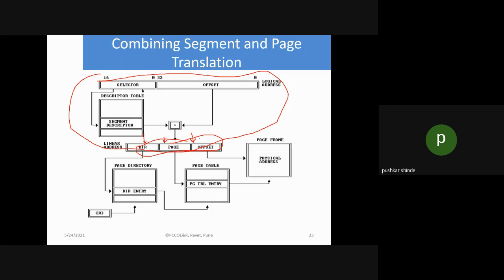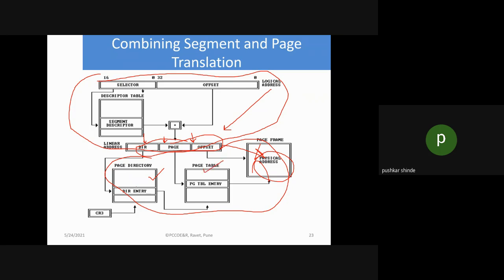And then if the paging PG bit is enabled, there is the page translation which happens. Page translation converts the linear address to the physical address. So segment translation converts the 48-bit logical address to the linear address, and the page translation, if it is enabled, converts the linear address to the physical address using the page directory and page table.